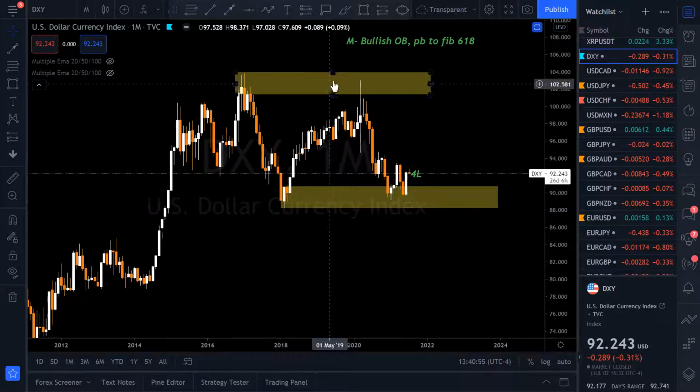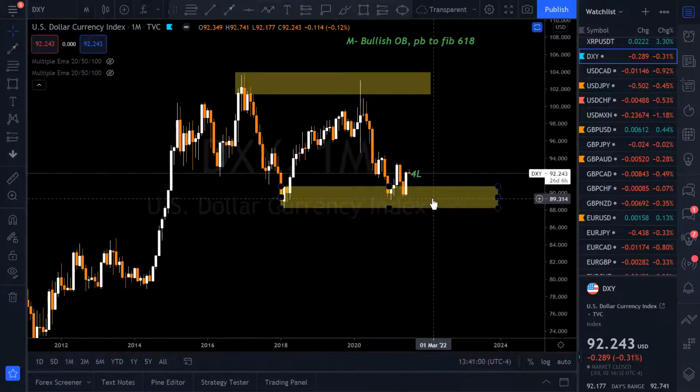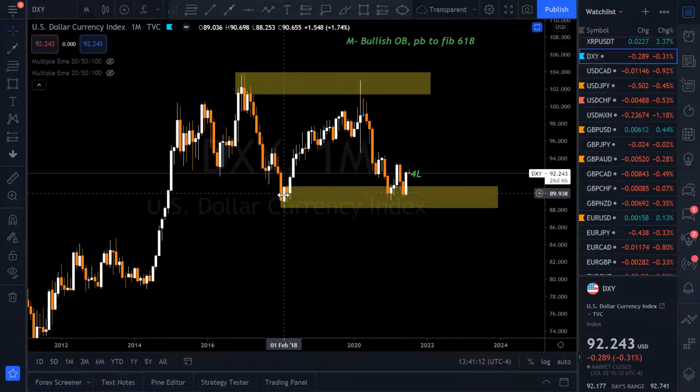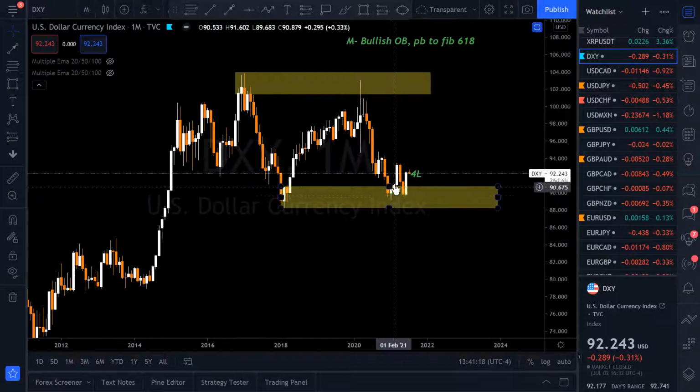Because these zones of demand and zones of supply, they usually take maybe up to 3 tests. Right around the 3rd or 4th test, that's when it breaks through. That's when it breaks down. Keep that in mind. So we have a demand zone here, and we see the initial reaction here. Test the middle of the demand zone.